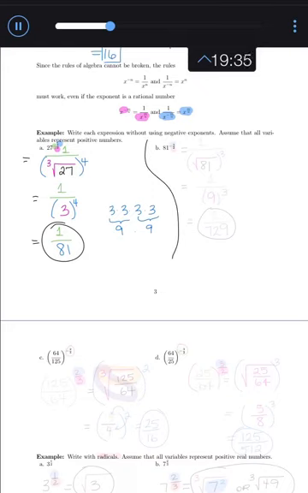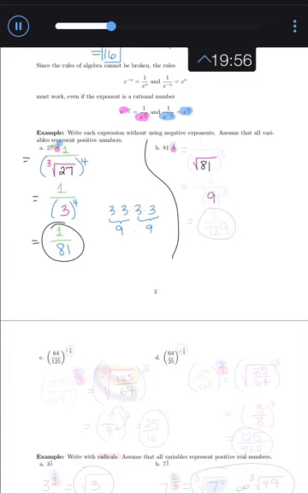Let's try another one. Look on this next one. We've got 81 to the negative 3 halves. Again, we'll start the same way. We'll start with the 2 on the bottom, which tells me to start by taking the square root of the 81 first. Well, the square root of 81 is just 9.